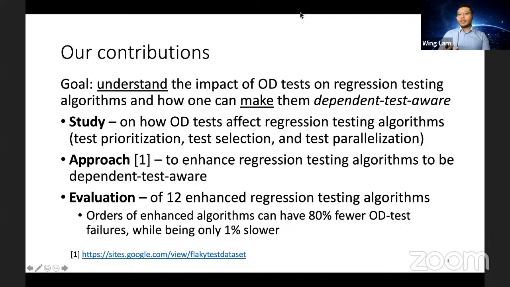So now that we see that order-dependent tests can, in theory, affect these regression testing algorithms, the question is how much? So in order to help with this, we first help understand the impact of these order-dependent tests on these regression testing algorithms. And then we want to look into how one can actually make these algorithms dependent test aware. To help with this, we first perform a study on order-dependent tests and how they affect regression testing algorithms. We then present an approach to help enhance traditional regression testing algorithms so that they become dependent test aware. And finally, we perform an evaluation on 12 of the enhanced regression testing algorithms to see how they compare to the unenhanced ones.